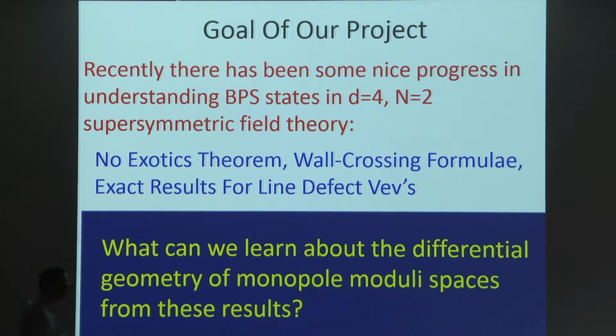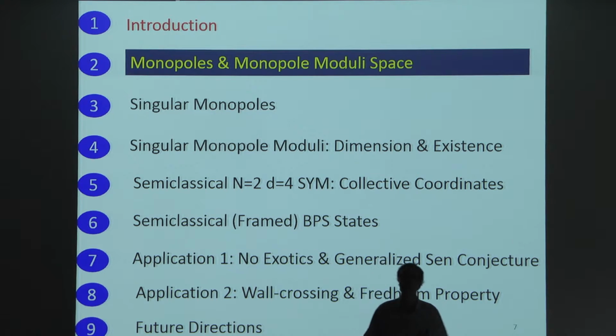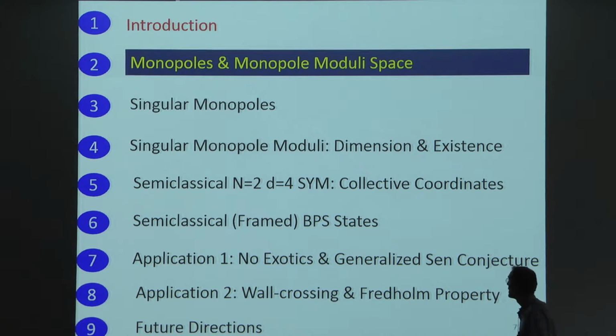And very much in the spirit of some papers that were written in the mid-90s by Sav Sethi and Jeff Harvey, we want to take these new physical insights and say, what can we learn about mathematics? More specifically, what can we learn about the differential geometry of monopole moduli spaces using these recent physical results? So here's the outline of the talk. I'm going to spend a fair amount of time reviewing things and only really get to the new stuff towards section 7 and 8. So let's begin.